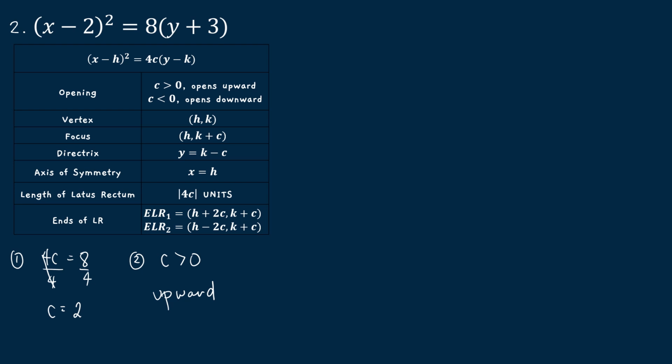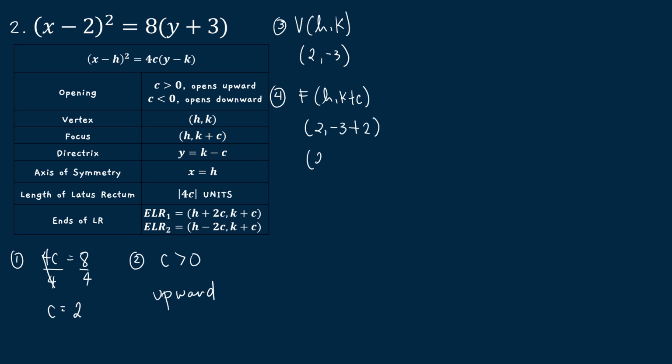Okay. Now, we already identified the value of c and it is an upward parabola. So we have to identify this time the values of your h and k, your vertex. So it would be 2 comma negative 3. So it always changes the sign. Number 4 would be the focus. So it would be h comma k plus c again. So it would be 2 comma negative 3 plus 2. So that would be 2 comma negative 1. Okay, so put that in a parenthesis. So I'll be boxing the answers that are needed.